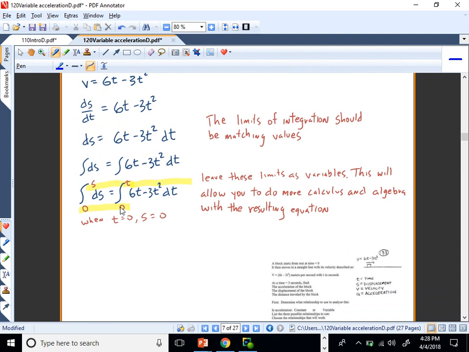So in red there, I've got some notes on this. The limits of integration should be matching values. That's why I'm using 0 and 0 on the bottom, because when t is 0, s is 0. On the top, I'm just putting in s and t. It allows me to get a functional relationship that I can do more with if I need to. I can always plug in the numbers later and get the numerical answer. But if I plug letters in there, I'll get a nice equation that I can work with, as opposed to just an answer for a particular value. All right? That's why I'm doing it this way.